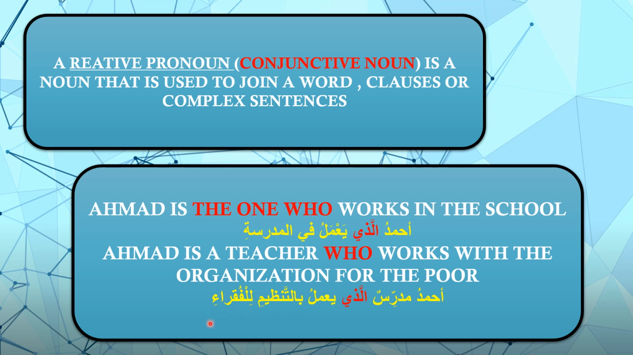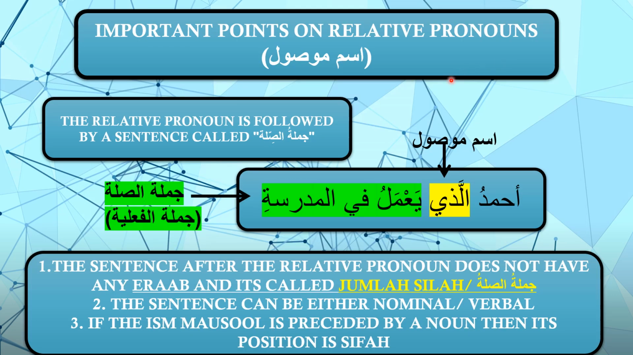Lil-fuqara'i, for the poor. So you can see it can come with some noun also, singular nouns also, or it can come joining together two sentences. So now let's check the other points. Let's discuss some important points on relative pronouns.